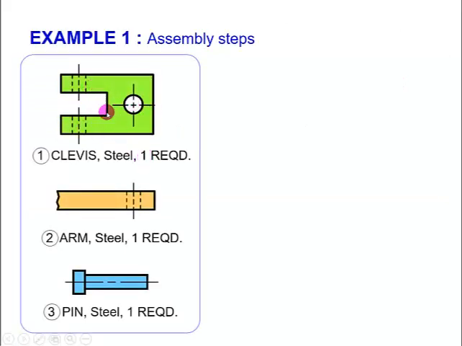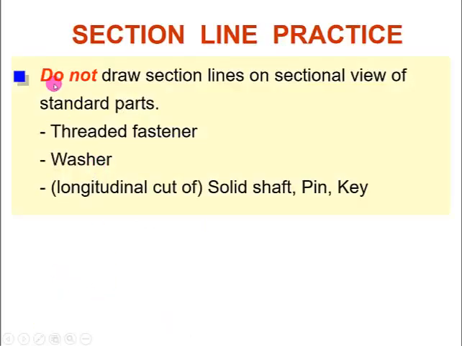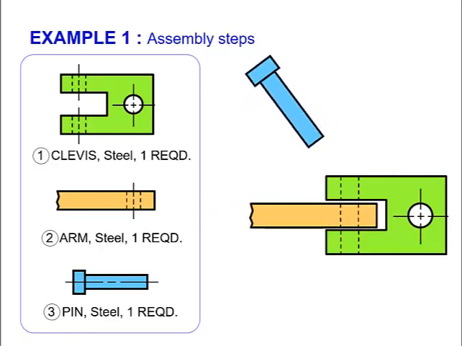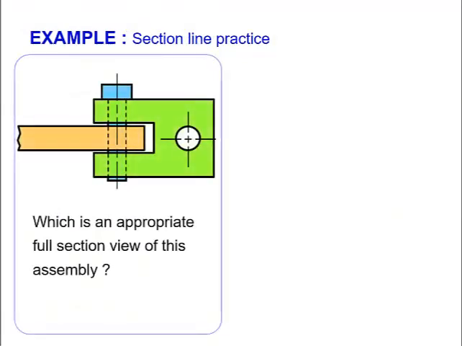For example, we have this part: a clevis made of steel, an arm made of steel, and a pin made of steel as well. But for the pin, do not draw a section line. Let's see, when we do the assembly step, the clevis and the arm are put together, and then we put the pin in the hole. When we do assembly, we go like this, and then use the section technique to help make it clear.